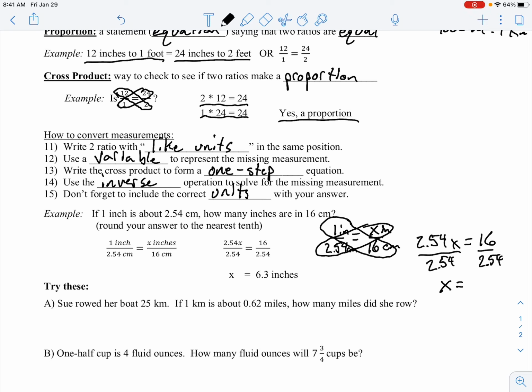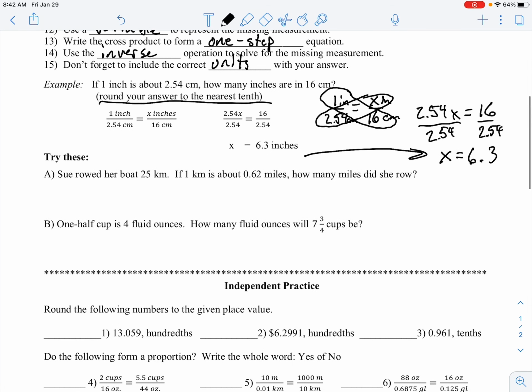I know we have our answer here, but I'm just going to double check it. So 16 divided by 2.54 is going to be 6.29, but if we're rounding that to tenths, like it tells us to here, 6.29 will round up to 6.3, just like our answer says. So we can see how we got that answer right there.